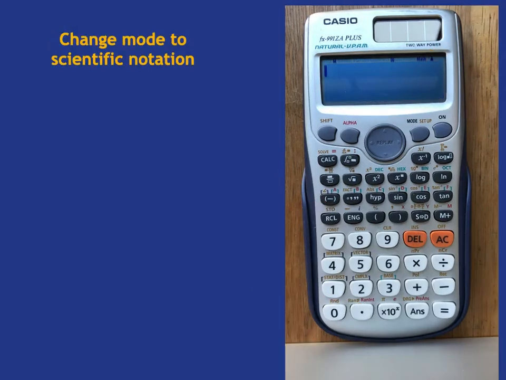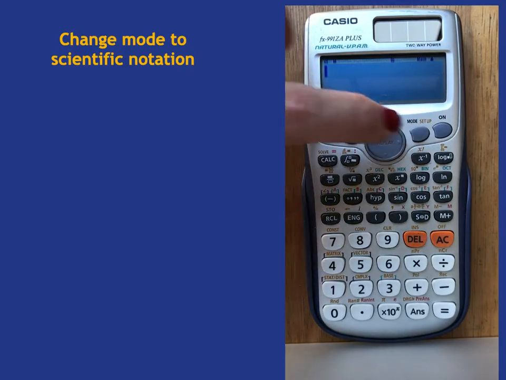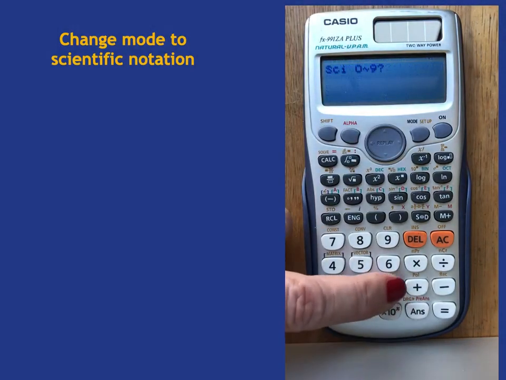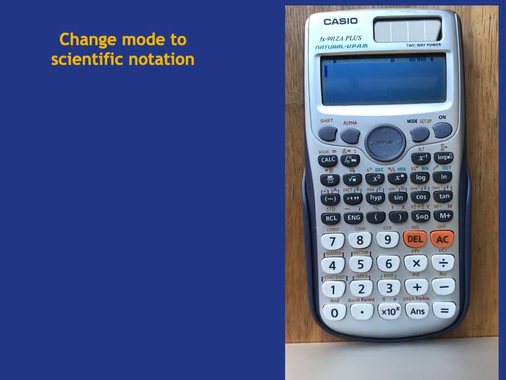All right, now if we want to work with our calculator in scientific notation mode, we first need to change the mode of our calculator into scientific mode. So shift mode, and then we choose 7 for psi. And then we choose the number 3 at this point. I'll explain that to you now.